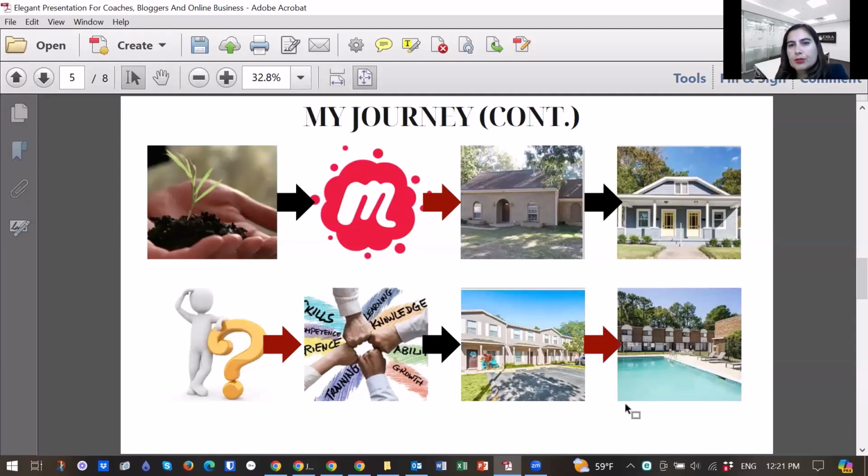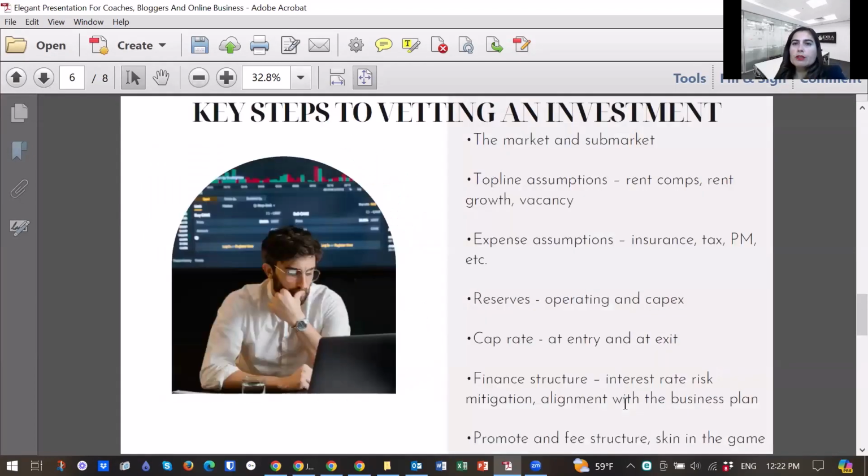And since then, I've been able to grow my portfolio, partner up with more operators as well as passive investors. And now I have the privilege of helping others invest in real estate and diversify their portfolios and create multiple income streams. But what I really wanted to cover today are the key steps to vetting an investment opportunity, because that has been something incredibly helpful in my own journey.